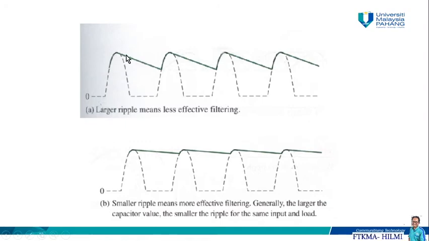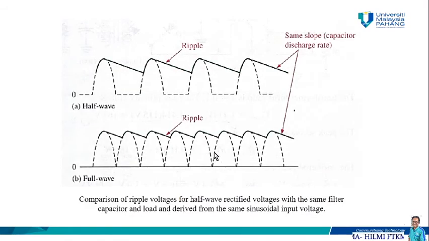So we have larger ripples here, this is very large from the peak to here. Smaller ripples mean more effective filtering. Generally, the larger the capacitor value, the smaller the ripple for the same input and load. So if we use a larger capacitor, or a larger load resistor, then the ripple voltage is going to be much smaller.